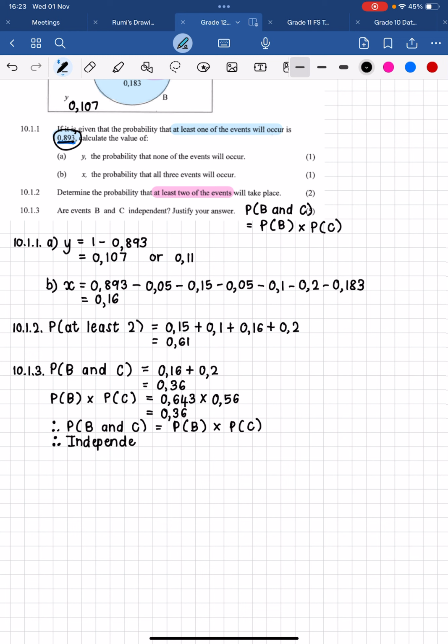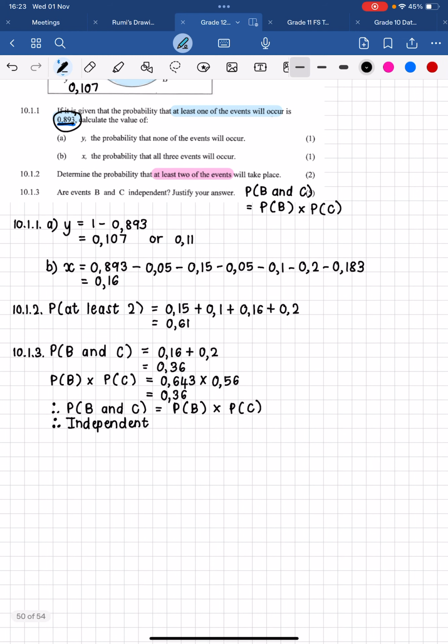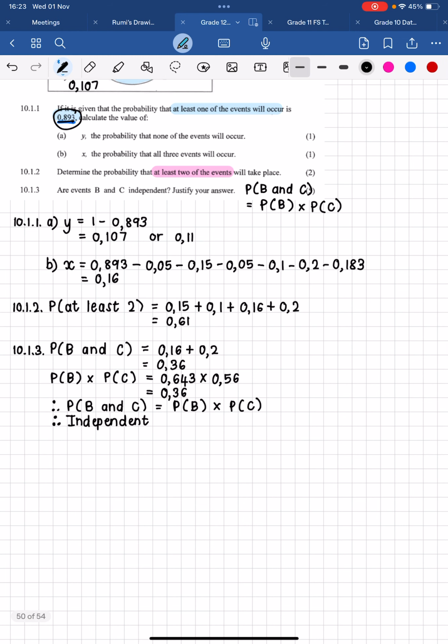Guys, you have to know how to do this because this is a straightforward calculation. The calculation will always be the same. You have to know how to find the AND probability, and you have to know how to find the separate probabilities, and then you have to know that you must write those two last statements.